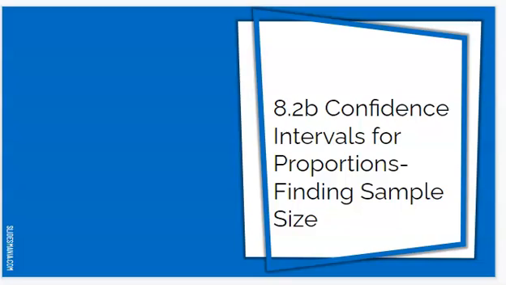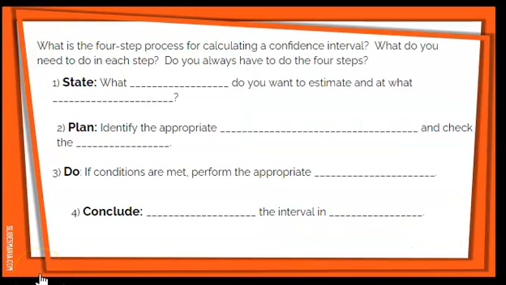All right, in the second part of 8.2, we're going to continue looking at confidence intervals of proportions and specifically how to find a sample size if you don't know it. All right, one of the last examples I did was a four-step process for you.